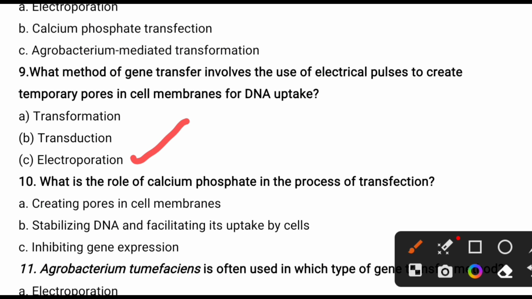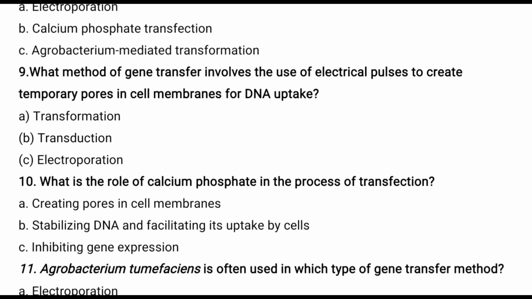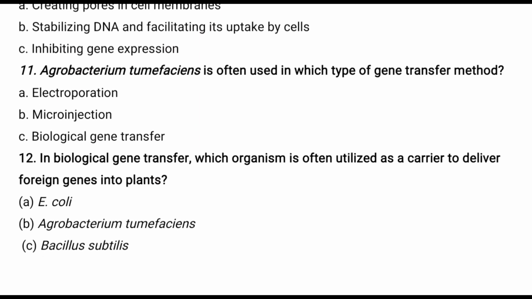What is the role of calcium phosphate in the process of transfection? Options are creating pores in the cell membrane, stabilizing DNA and facilitating its uptake by cells, inhibiting gene expression. So the correct answer is that calcium phosphate stabilizes the DNA and facilitates its uptake by cells. Okay, so that's why calcium phosphate is used. Let's see the next question.